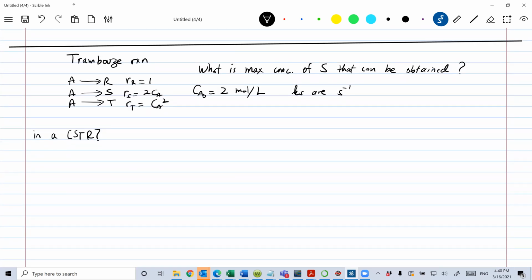Doesn't matter too much. Now let's make it minutes to make it more realistic. So the Ks are in inverse minutes. In terms of times, not the Ks. Times or inverse minutes. The Ks have different values. The different units. Okay.